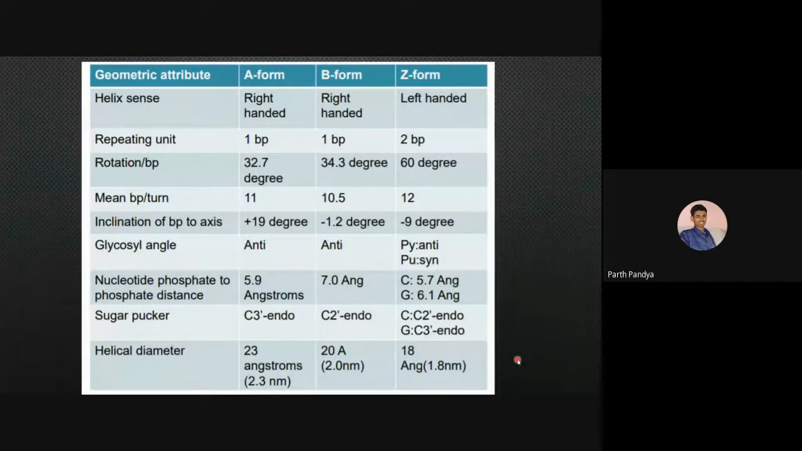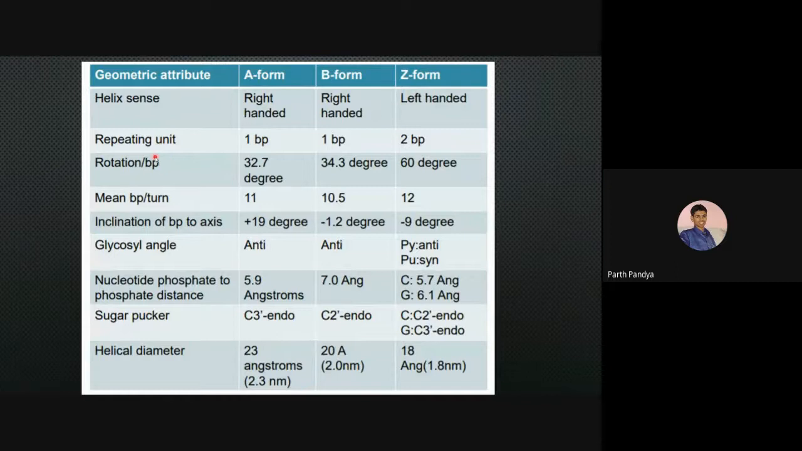Okay, so a glimpse of molecular biology, the structure of DNA, just going superficially over it, as questions are asked on the basis of this. We know there are 3 forms of DNA found: A, B, and Z form. On the basis of some attributes, they are classified. For example, the type of helix: in A and B it is right-handed, whereas in Z form it is left-handed.